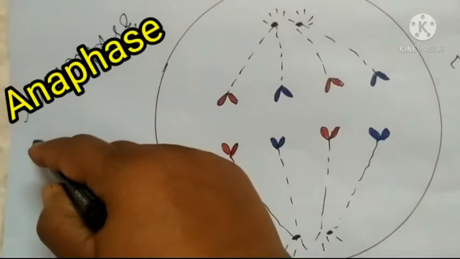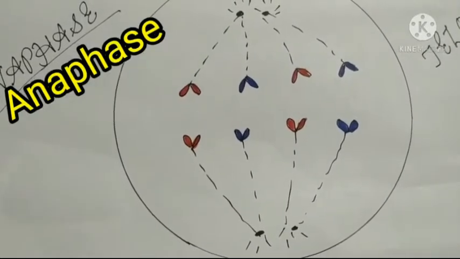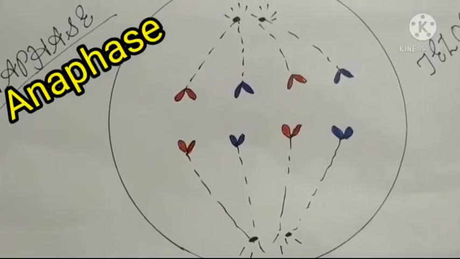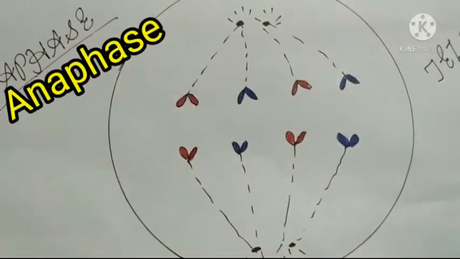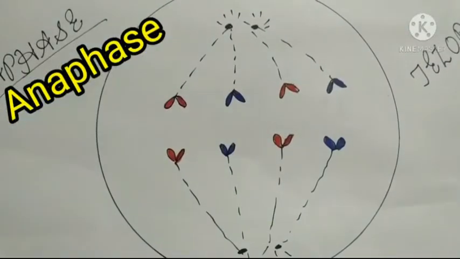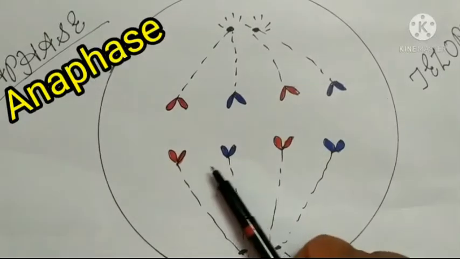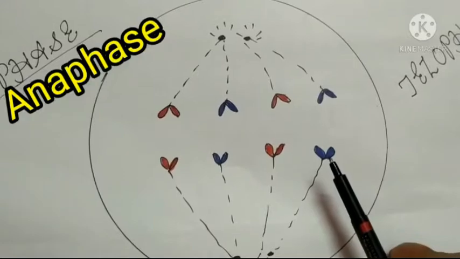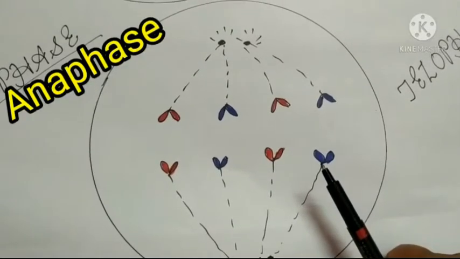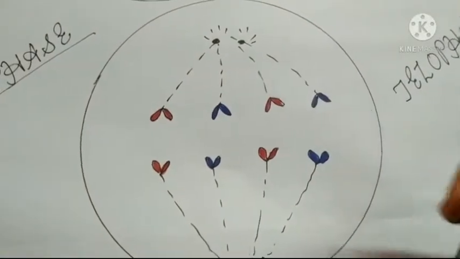The next step is anaphase. In anaphase, the centromere splits and thereby the sister chromatids of each chromosome separate and they are pulled apart towards the poles with the help of spindle fibers. Separated sister chromatids are now called daughter chromosomes. Chromosomes being pulled appear like a bunch of bananas. In this way, each set of chromosomes reaches the 2 opposite poles of the cell.